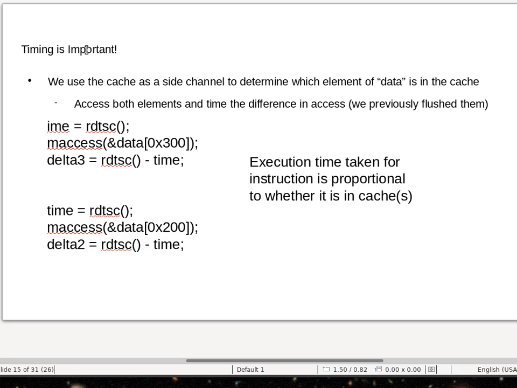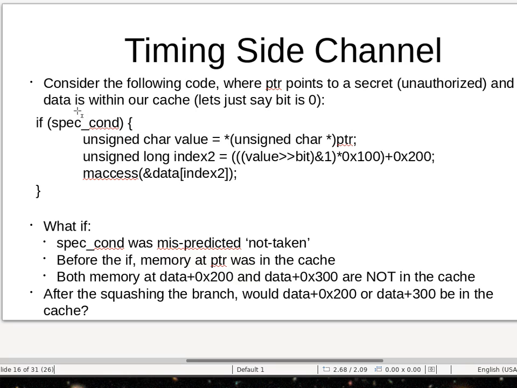So we're going to take advantage of timing. We use the cache as a side channel to determine which element of data is in the cache. We take a timing, RDTSC, then try to access a piece of memory, and then ask how long that took. Execution time is proportional to whether it's in the cache. In other words, if this piece of data is in the cache, then this number is very low, and if it is not in the cache, this delta 2 is going to be very high. So how do we do this?